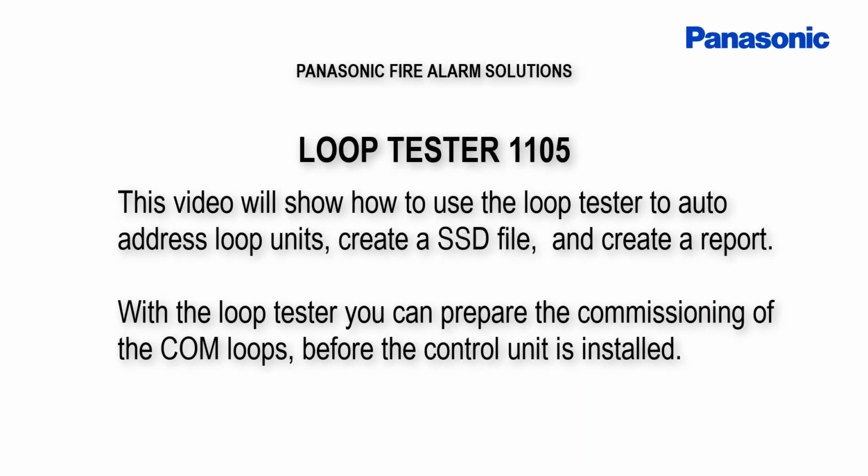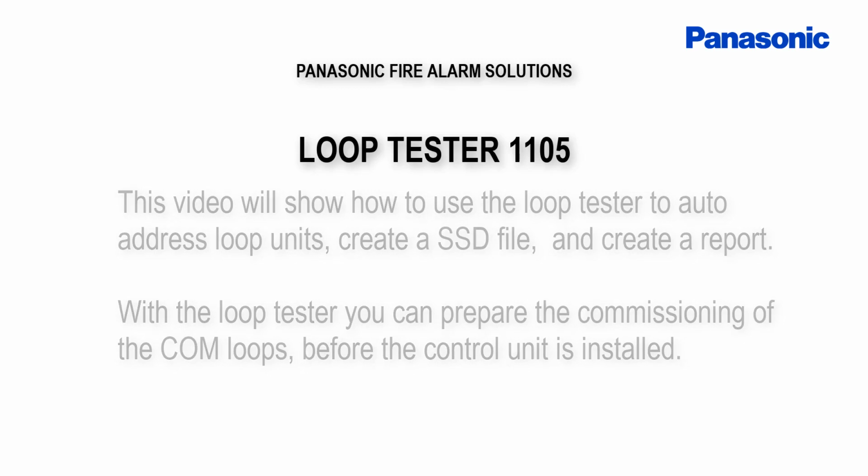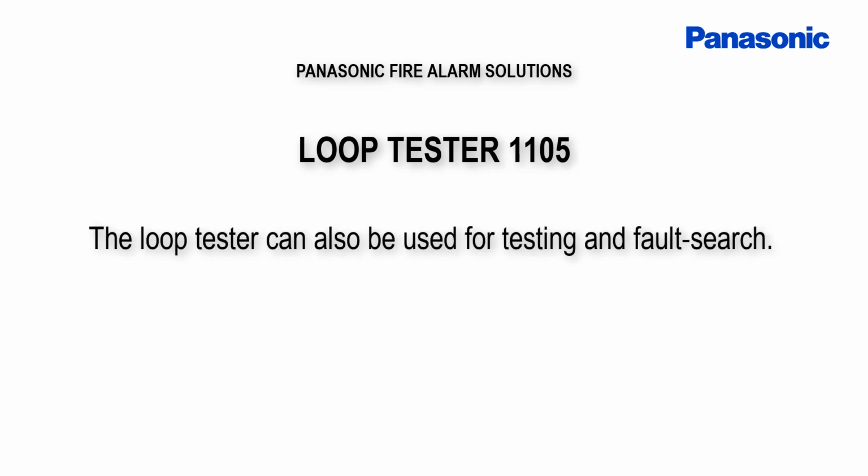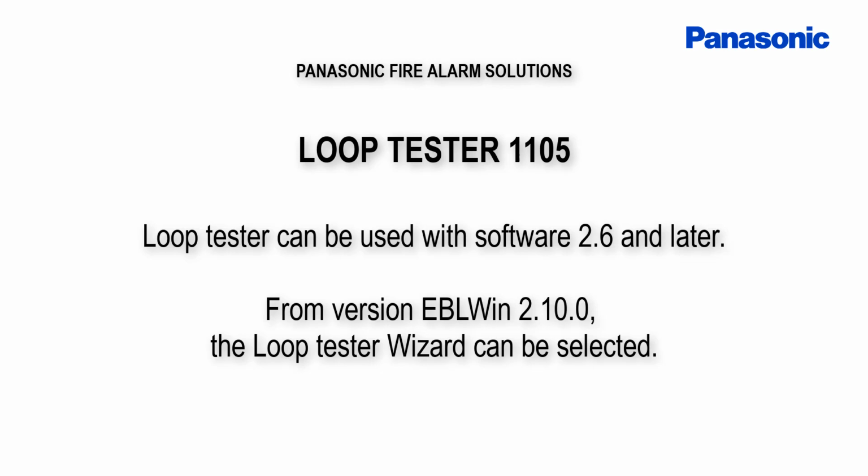This video will show how to use the loop tester to auto-address loop units, create a SSD file, and create a report. With the loop tester you can prepare the commissioning of the COM loops, before the control unit is installed. The loop tester can also be used for testing and fault search. Loop tester can be used with software 2.6 and later.